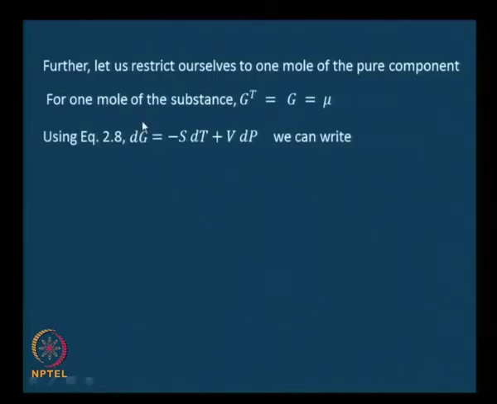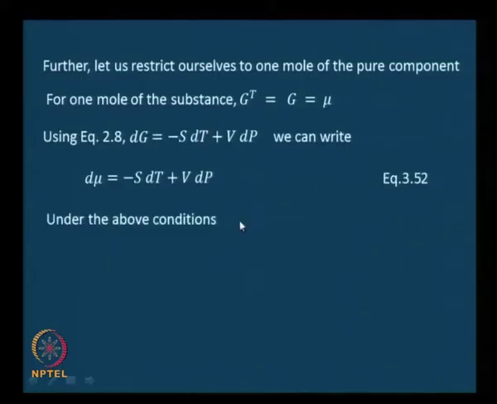Now, using equation 2.8, which is for a closed system, we had written dG equals minus S dT plus V dP. Using this, we can actually write this in terms of mu. Therefore, dmu equals minus S dT plus V dP. Let us call this equation 352. Under the above conditions, ∂mu/∂P at constant T is nothing but V, because dmu is the total differential. This is again an exact differential in a state variable. dmu is ∂mu/∂T at constant P dT and ∂mu/∂P at constant T dP. Considering this term alone, we can write ∂mu/∂P at constant T equals the V that is given here. V is easily measurable, so we will just look at that.